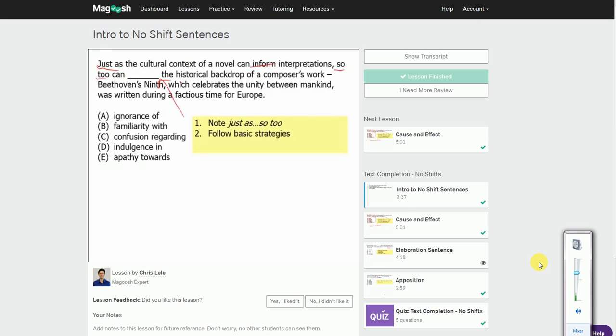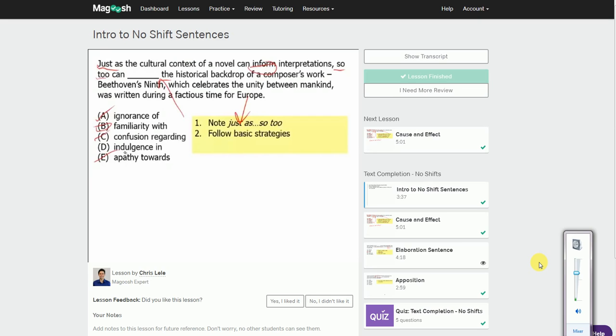You want to follow your basic strategies. Notice that the word that should go in the blank should be similar to "informed," because we pick up on this phrase. And therefore, the word that works very nicely here is familiarity, not ignorance, because that would show that suddenly the cultural context of a novel isn't important, that there's been a shift. Words like confusion, or answer choice C, also don't make sense, nor does apathy, which means you don't care at all. It's important to note that, yes, historical backdrop is important, just as the cultural context of a novel is.